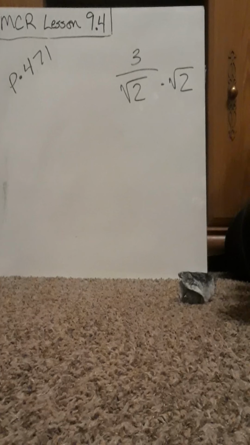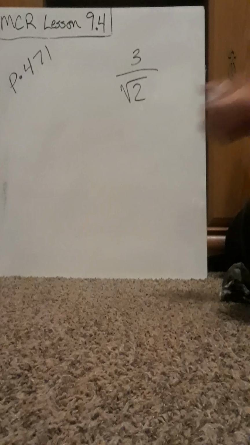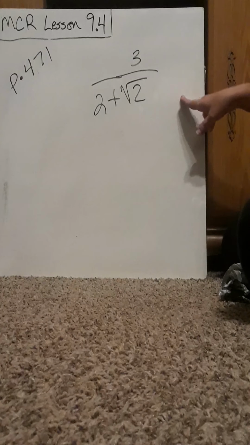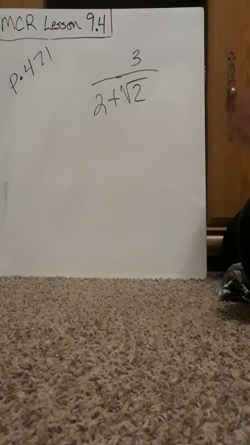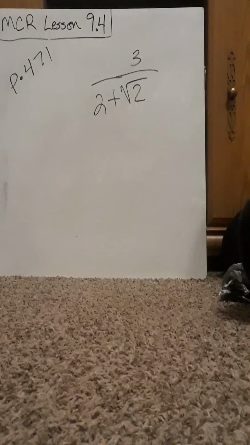Now, here's the problem. What if, rather than just a plain old square root of 2, what if this was a 2 plus square root of 2 on the bottom? Just multiplying this by the square root of 2 is not going to get that square root to go away anymore. It won't work. You'll still have a radical in your denominator. So it gets a lot more complicated when you start adding things to that radical underneath.